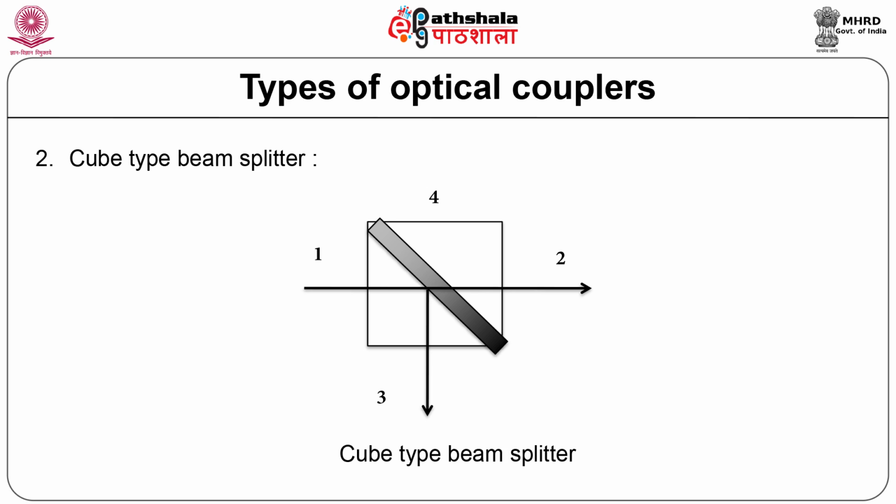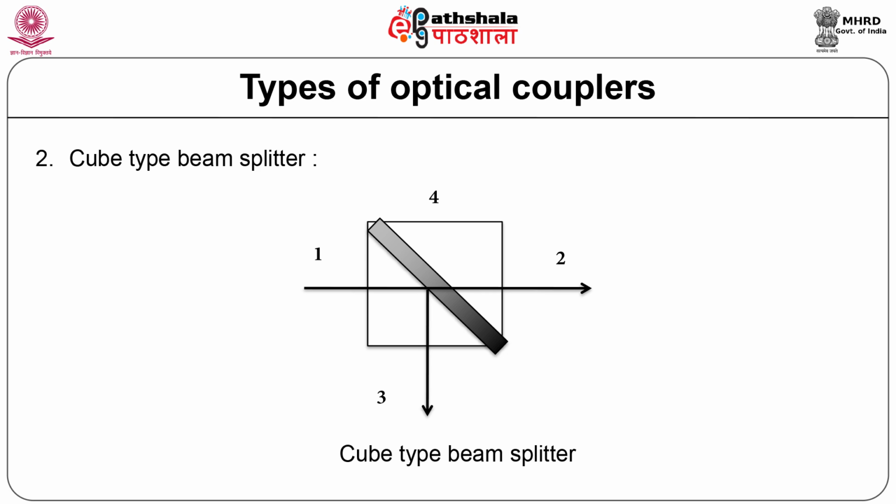A slight variation of the beam splitting coupler is shown in the figure. The coupler is made by two quarter pitch GRIN rod lenses, that is graded index rod lenses, separated by a partially reflective coating. The fibers connected to the coupler are offset from the axis of the lenses.